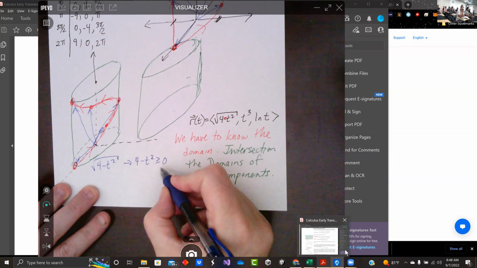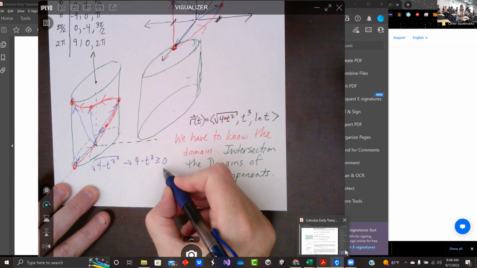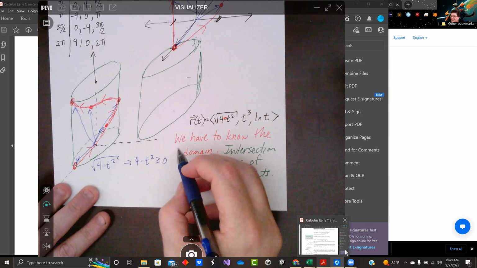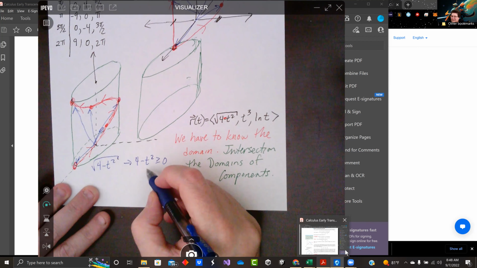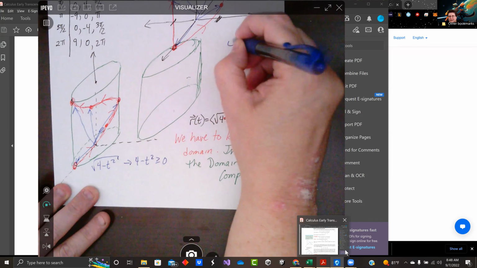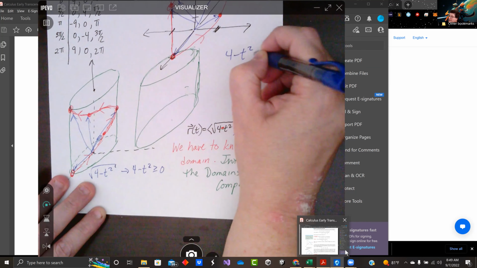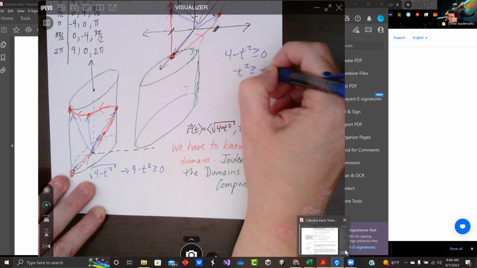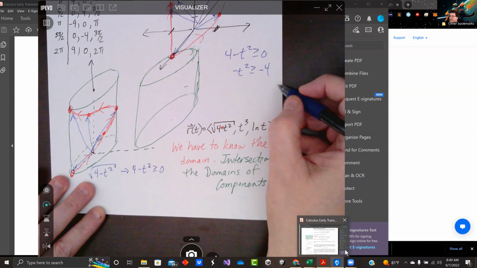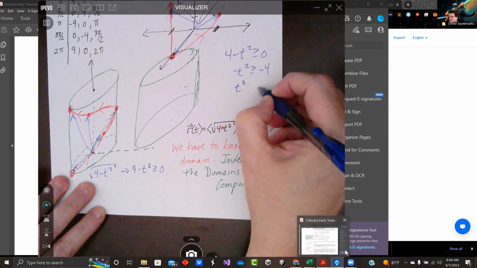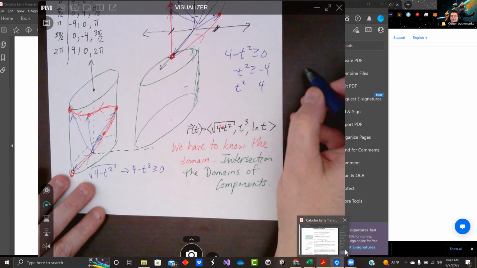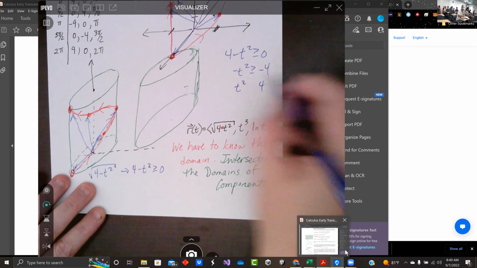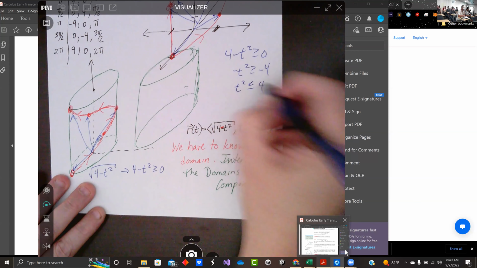What is the answer to this? Now, the intuitive thing is to keep the t on the left. I'll keep the t on the left. We'll subtract 4 over. What happens when I multiply through by a negative? You reverse the inequality, right? We flip the sign, right?